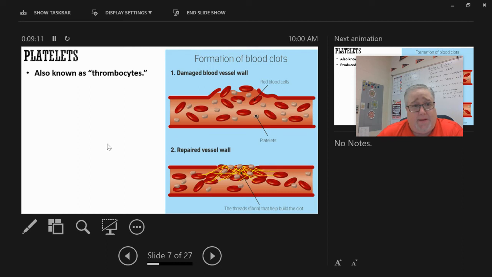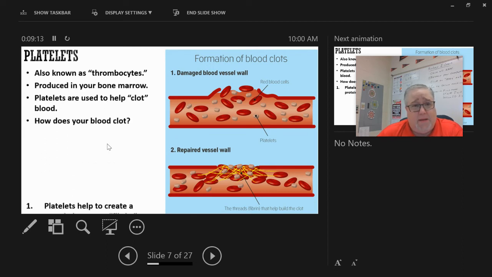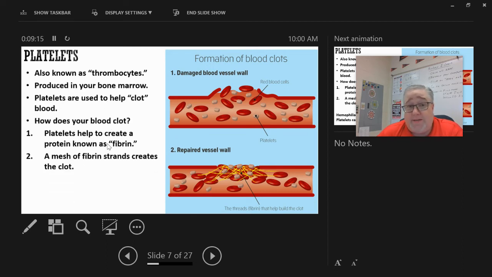Platelets, the scientific name, they're called thrombocytes. Thrombocytes or platelets are made in your bone marrow, which is kind of deep inside of some of the major bones in your body, like your femur and things like that. But platelets, their whole job basically is to help your blood clot.